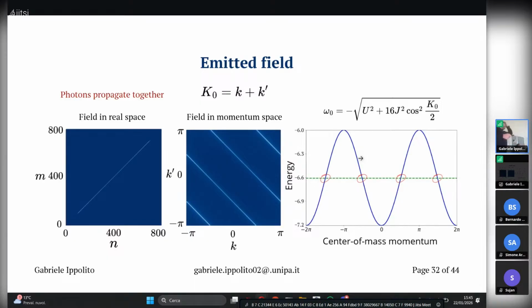As I was saying, if we tune the atomic frequency, for example, here, there are four resonant states that are identified by a center of mass momentum that here I label as K0. But if we now look at the probability distribution of observing one photon with momentum K and one photon with momentum K prime, we need to remember that K0 is given by the sum of K plus K prime. And this is nothing but the equation of a straight line in the plane.